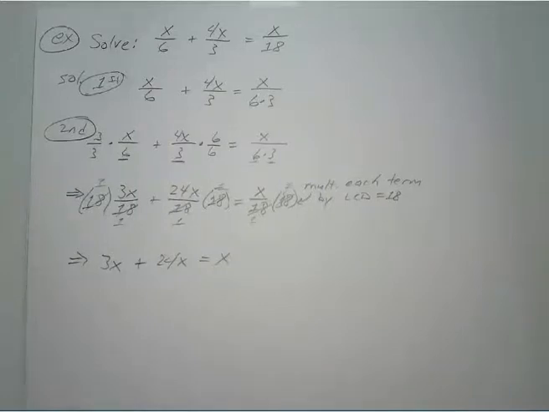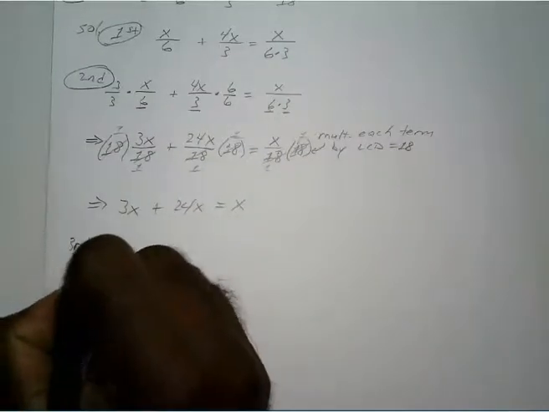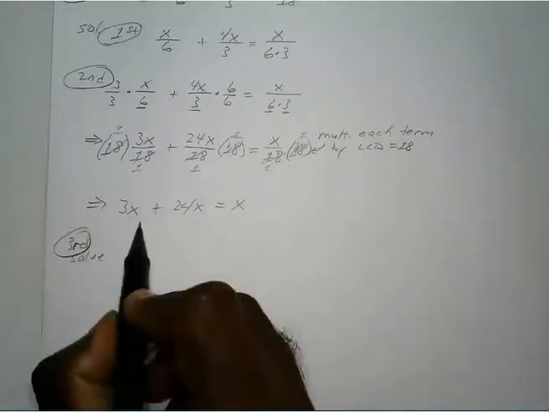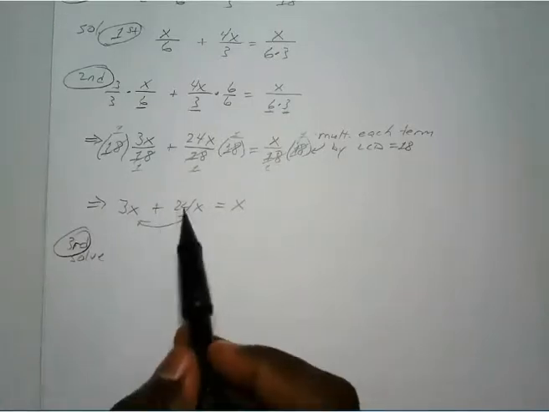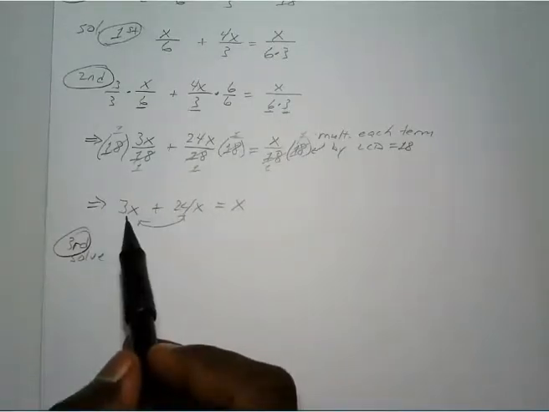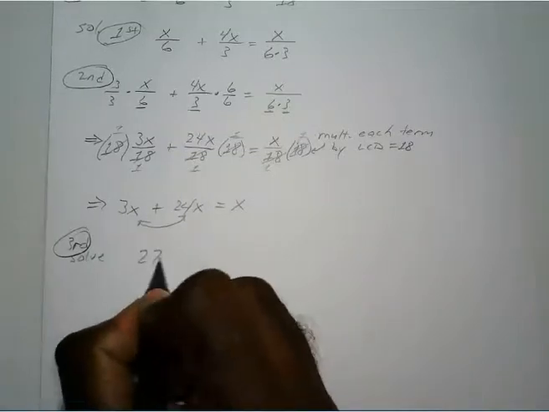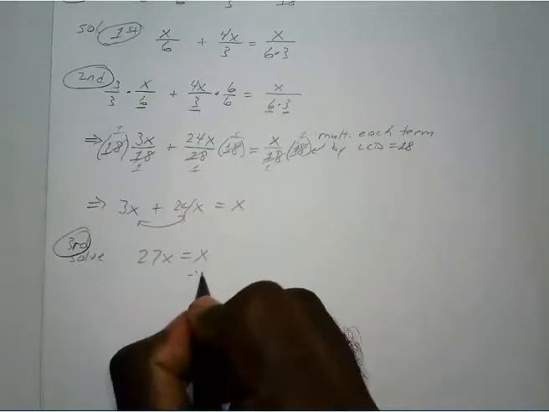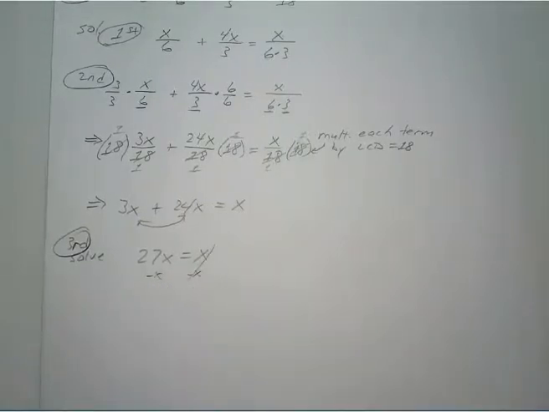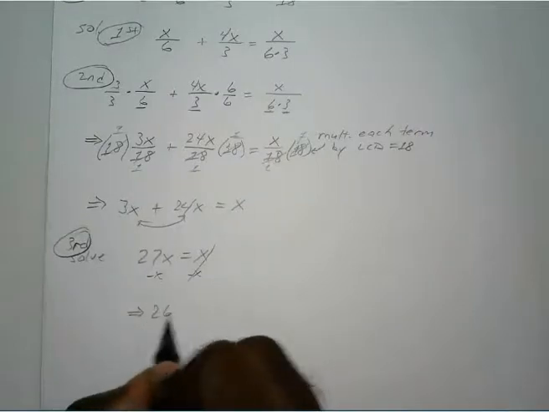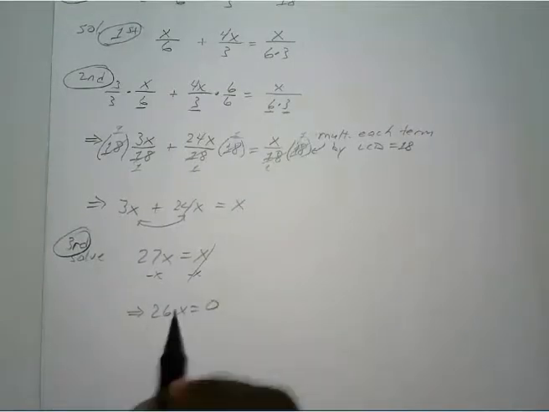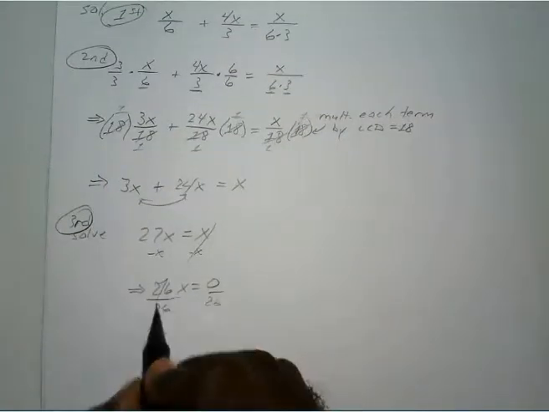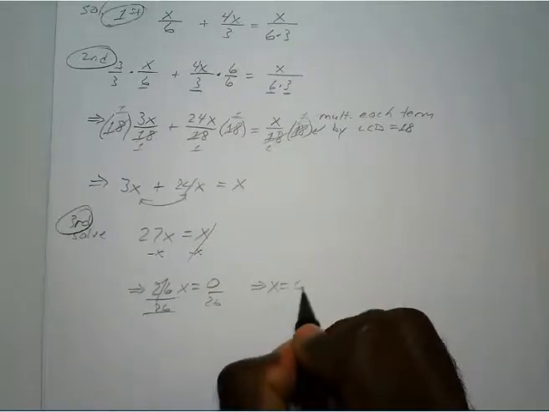All right, so now we can go to our third step and just solve. If we combine those two, you have 24x plus 3x is 27x. So 27x equals x. If we subtract x from both sides here, we have 26x equals 0. And as soon as we divide both sides by 26, we have x equals 0.